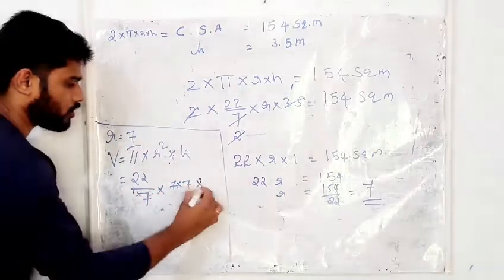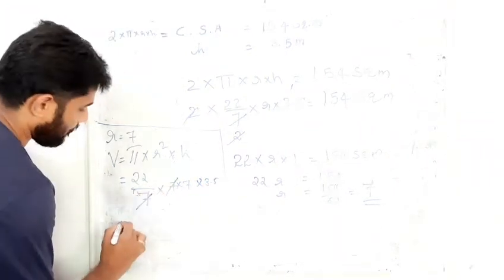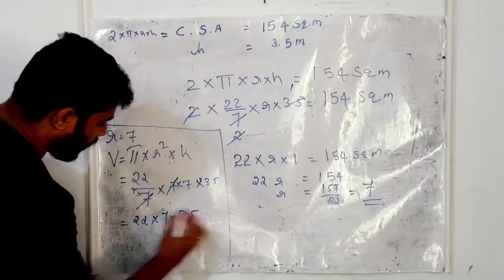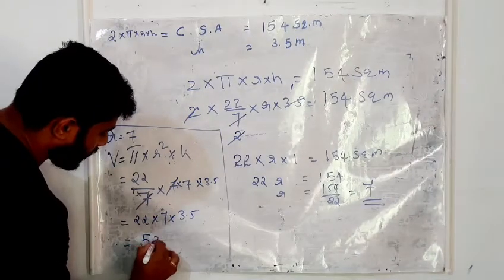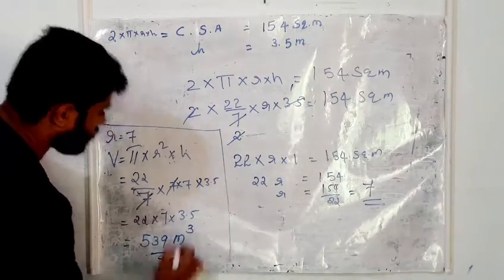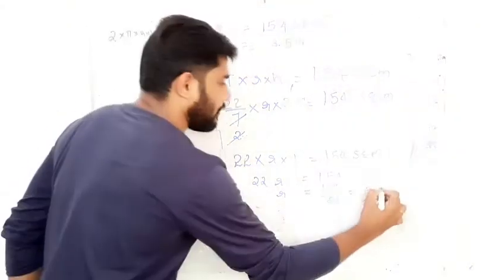Clear? H is 3.5. We can cut this 7 and this 7. The remaining things are 22 into 7 into 3.5. Then you will get 539 meter cube. Understood? Here also, radius is 7 meter.